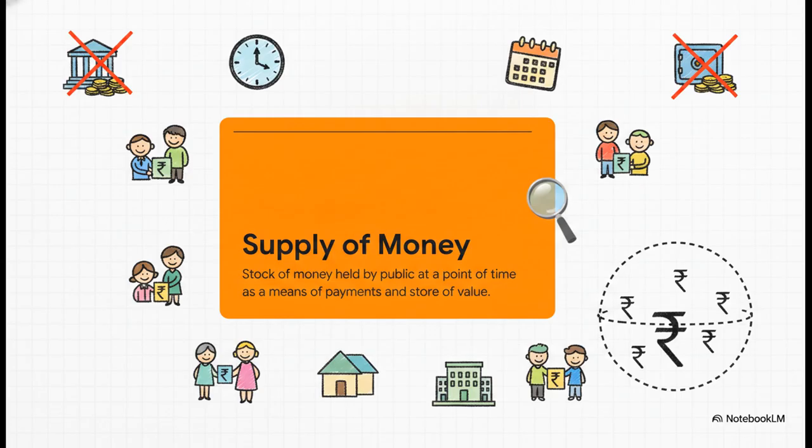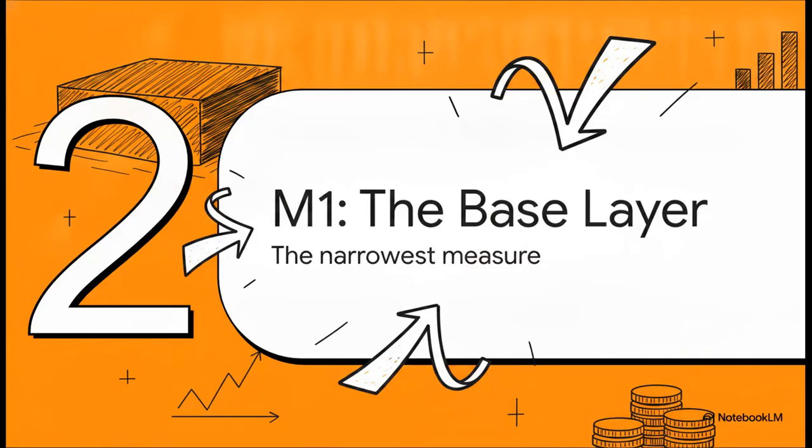Think of it like hitting the pause button on the entire economy just to count every single rupee in circulation on that specific date. Second, notice the word public. This means private individuals, businesses, institutions, but it strictly excludes the actual producers of the money. So the cash sitting in the government's treasury or locked up tight in the central bank's own vaults, that doesn't count. We're only measuring what's actively out there in the public domain. Moving right along to section 2, M1, the base layer.